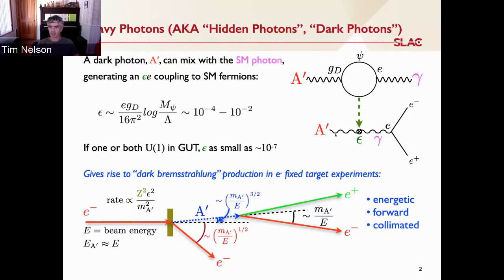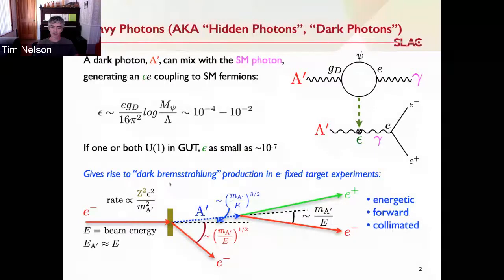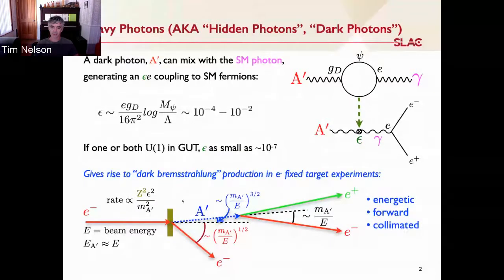And this coupling between the dark photon and the standard model fermions gives rise to a number of new processes, and in particular gives rise to dark bremsstrahlung production in electron fixed target experiments, where an electron can, instead of bremming off a photon, brem off a dark photon at a rate proportional to epsilon squared. The dark photon then decays into perhaps an e plus e minus pair. The dark photon, being more massive than the electron, carries away most of the beam energy, and so its decay products are energetic, forward, and very collimated.